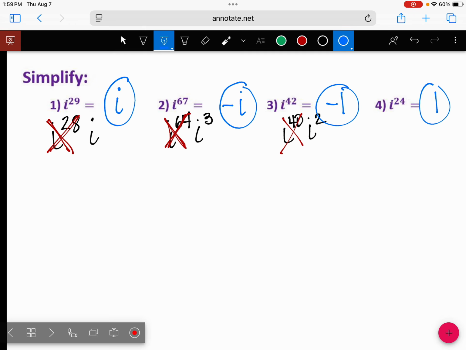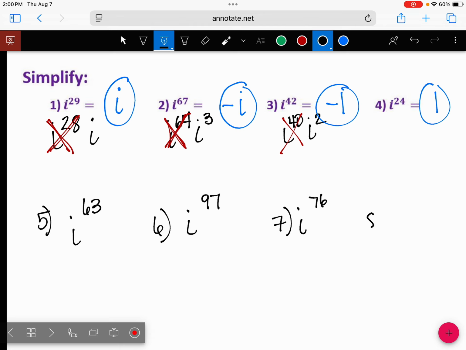All right, I'm about to give you 4 for you to try to do on your own. And I'm making these up. Every class period, they've been different. So we're going to just give yourself a little mini quiz. See how many you get right out of 4. All right, so let's do i to the power of 63. And then I want you to do i to the power of 97. And then I want i to the power of 76. And then I want i to the power of 50. Do those 4 on your own.